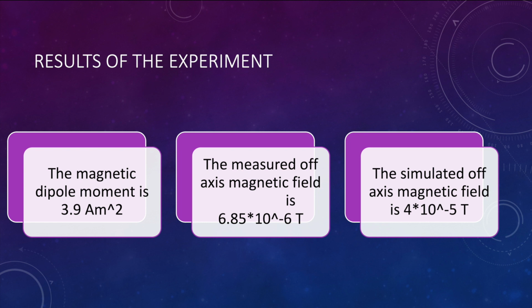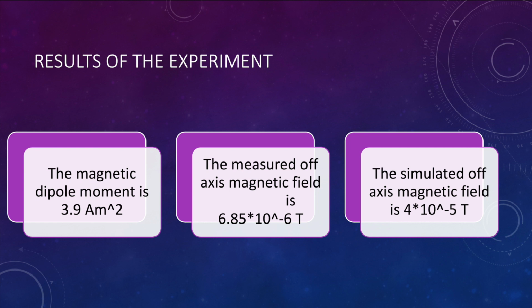So the results of the experiment are as follows. The magnetic dipole moment is 3.9 A·m². The measured off-axis magnetic field is 6.85 × 10^-6 T. The simulated off-axis magnetic field is 4 × 10^-5 Teslas.